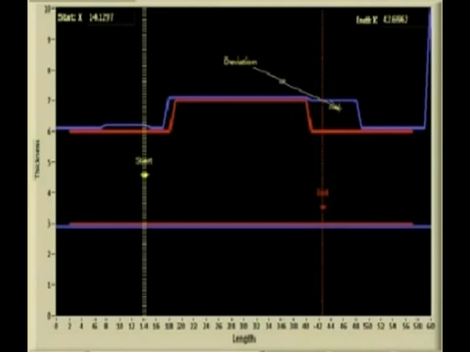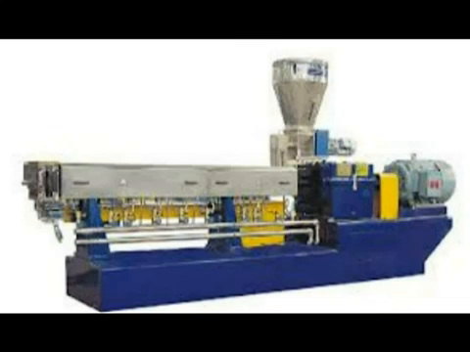This is what you are seeing in the front panel of the system, where the blue line is the actual one and the red line is the ideal pattern. If it doesn't match with the ideal pattern, then it gives the necessary signal to the cutting section, where it immediately cuts the material. By doing this, we can avoid the wastage of material in the extruded part.